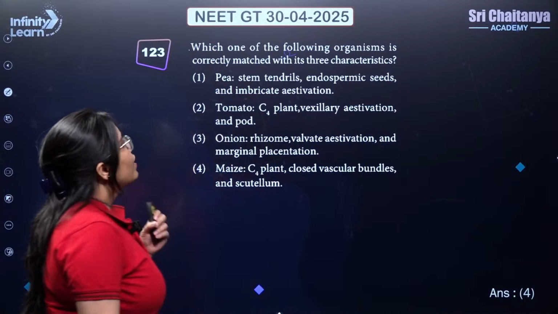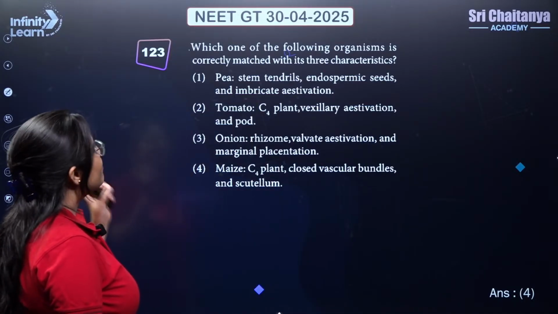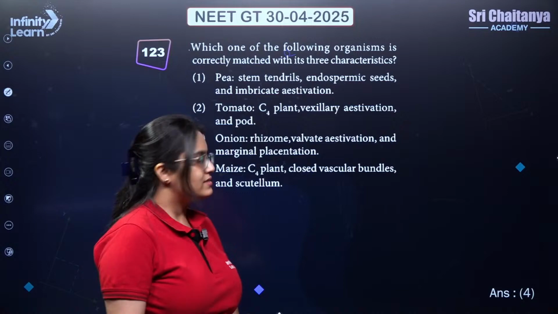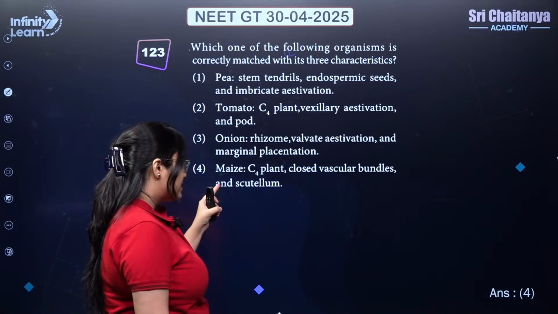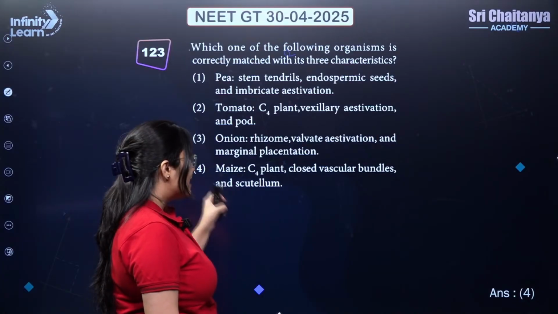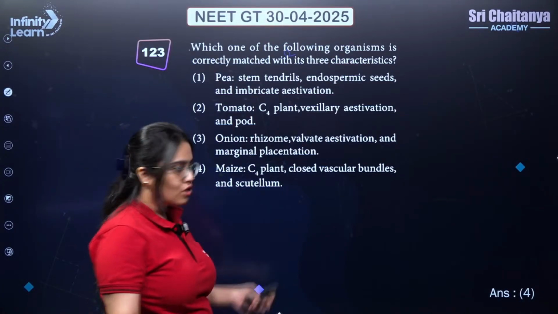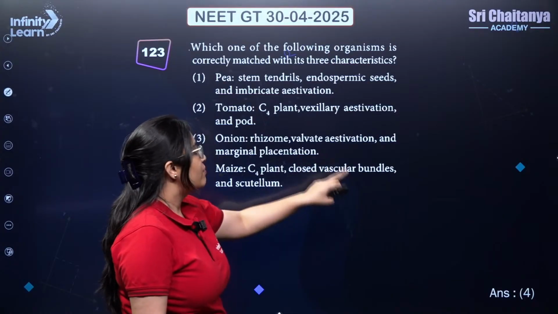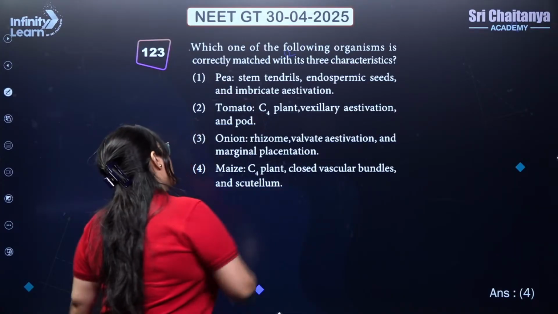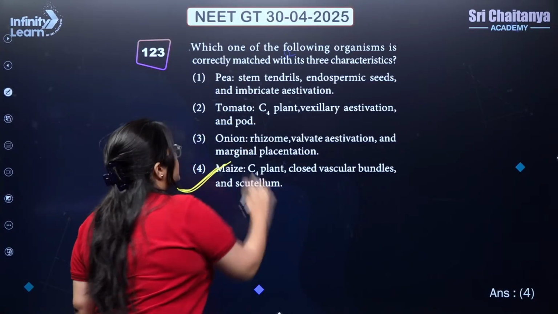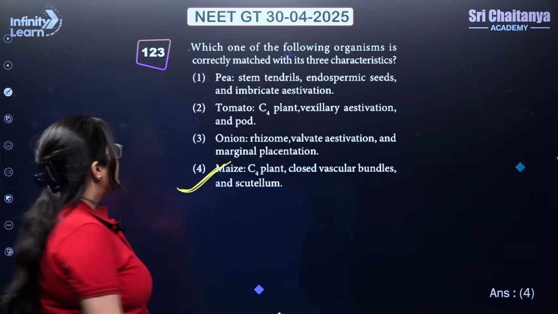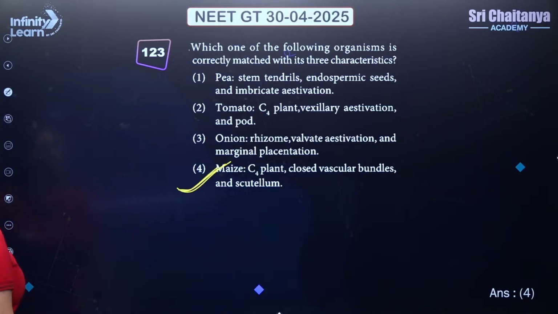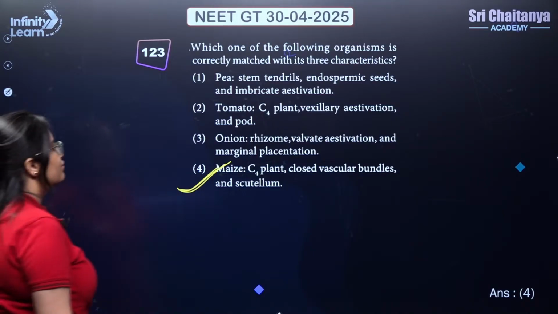Which one of the following organisms is correctly matched with its three characteristics? If you see the fourth option, maize is a C4 plant and maize is a monocot, so it will have closed vascular bundles and scutellum also in the seed. So the correct answer is 4. Right guys? Question number 123, correct answer is 4. Next.